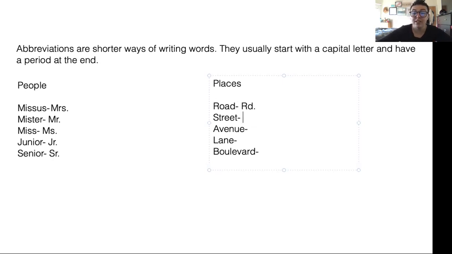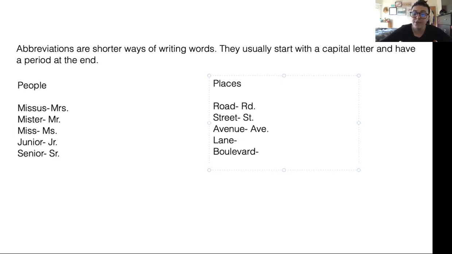Same with street. If we do Main Street, it's ST period. And then avenue. So we go to school on Neponset Ave, but that's just a nickname because if we were going to spell it out, we would write Neponset Avenue. But we call it Neponset Ave because the abbreviation is AVE for avenue.